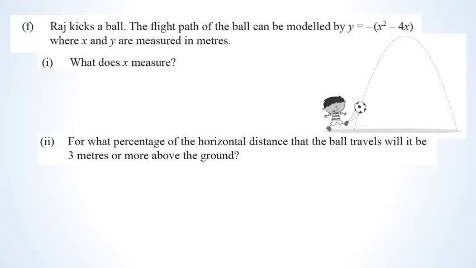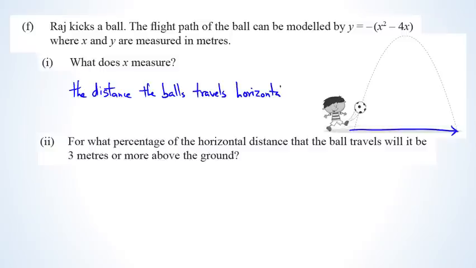But anyway, we've got Raj kicks a ball. The flight path of the ball can be modeled by this parabola where x and y are measured in meters. What does x measure? x is actually measuring the distance the ball travels horizontally. I think that's what they're looking for in that first question.